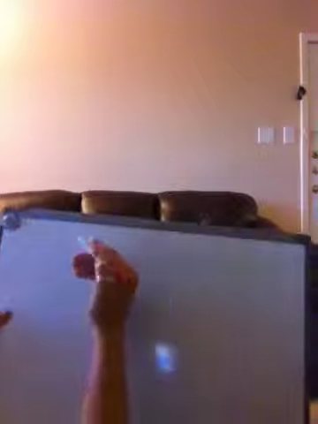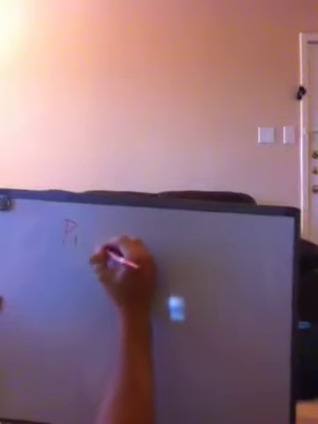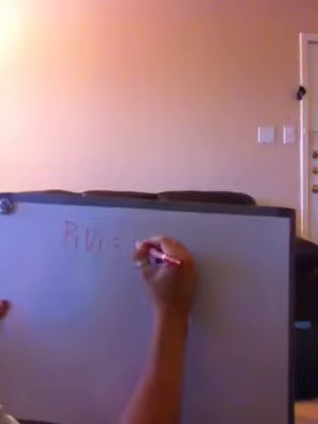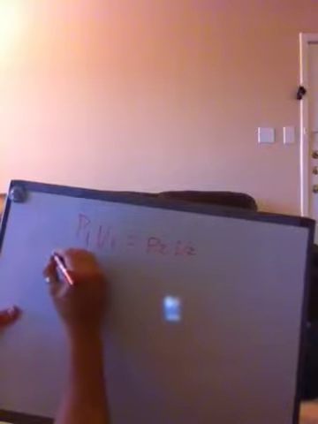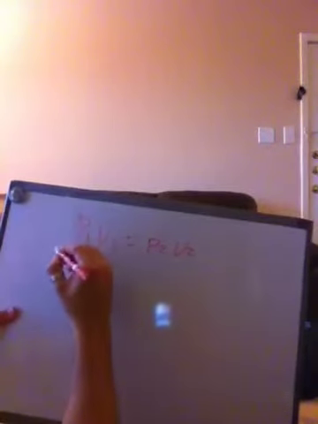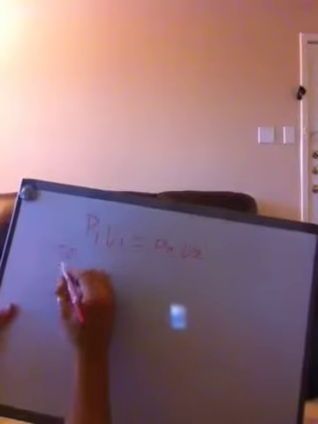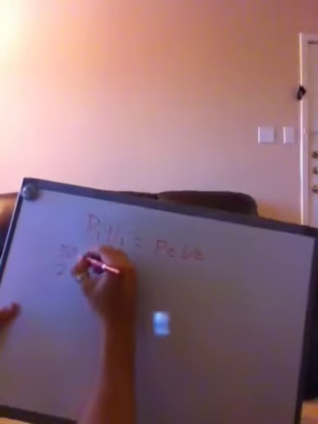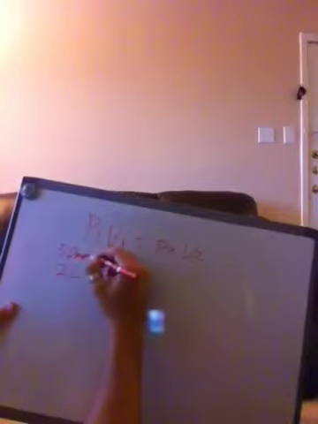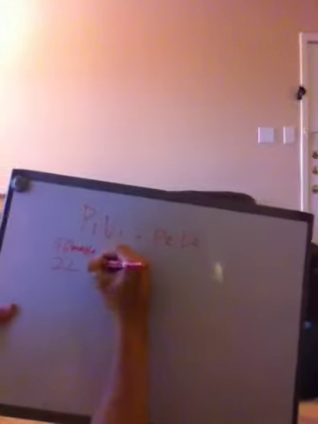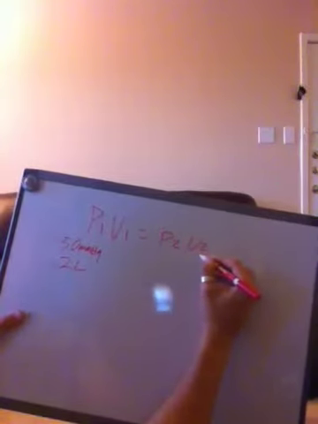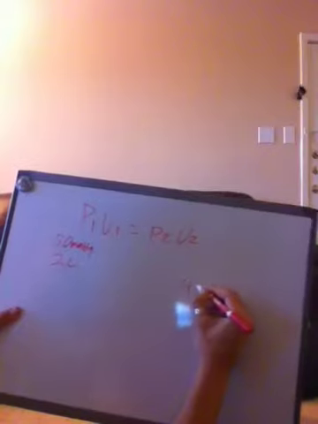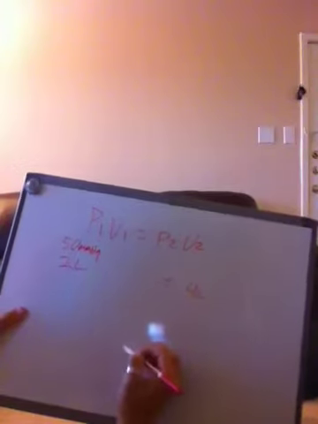Let's do this here. P1 times V1 equals P2 times V2. Say we have the pressure of a gas is, let's just say 50, make this easy. And the volume is 2 liters. 50 millimeters of mercury, I'm sorry. And let's make the volume greater here. We'll do 4 liters. So we want to find the pressure over here.